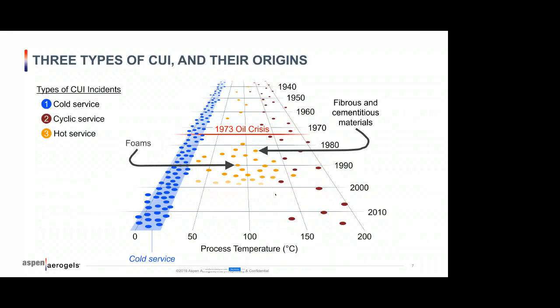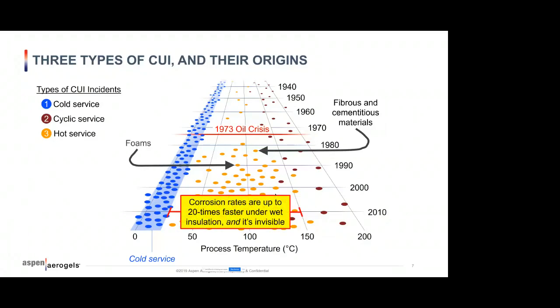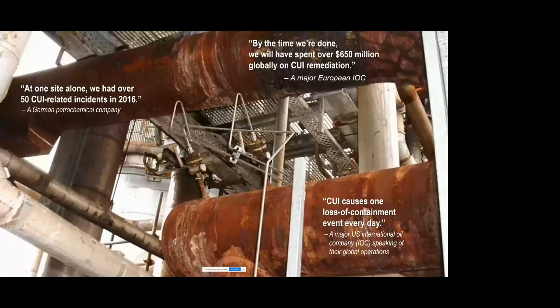And what we find now is quite an aggressive type of what we call hot service corrosion in that space. And this really is caused by the insulation. So by simply applying the insulation in that space, you are increasing your corrosion rates by 20 times. So it's a real thing, and we're seeing many instances of this around Europe. At one site, and this is actually a site in Germany, in 2016, they reported 50 CUI incidents alone. So it is a thing, and understanding the region matters.